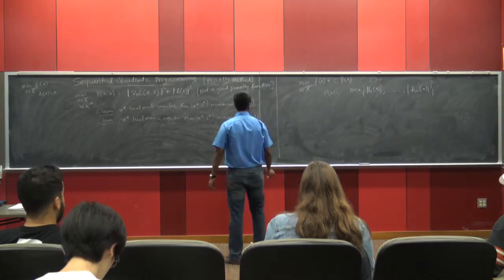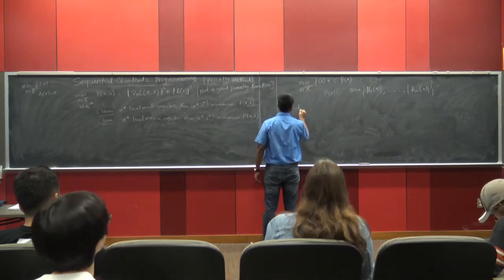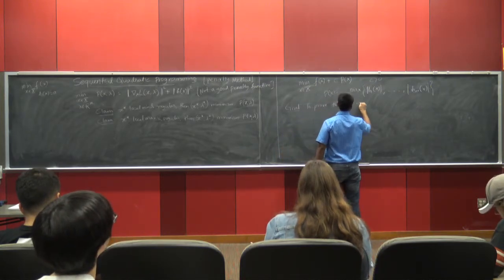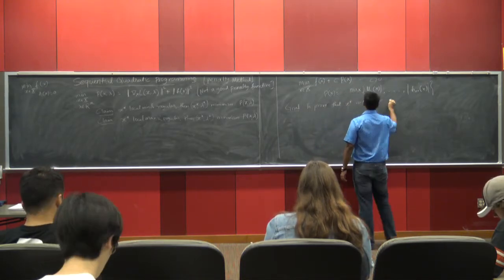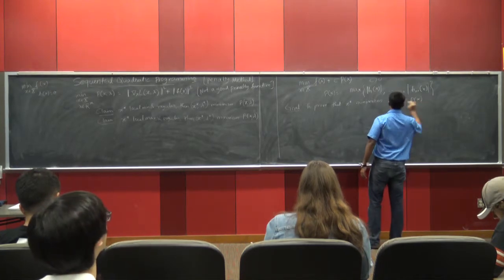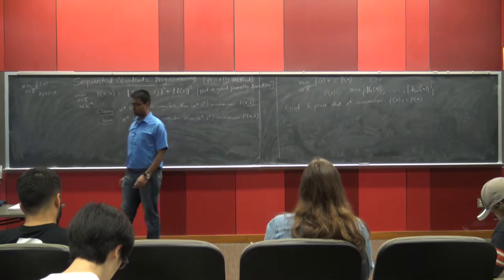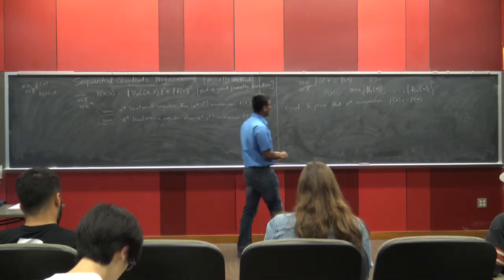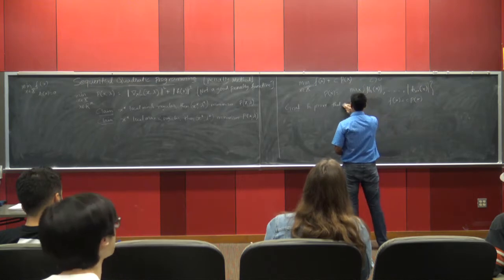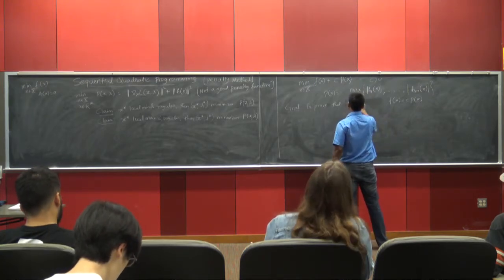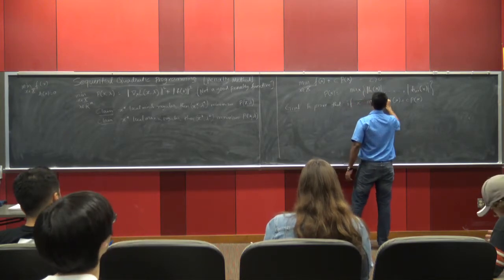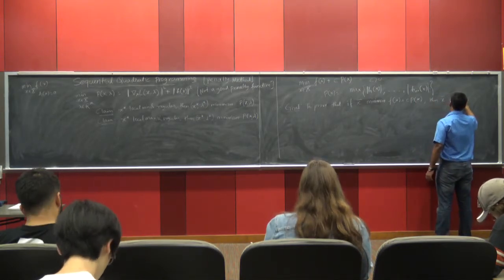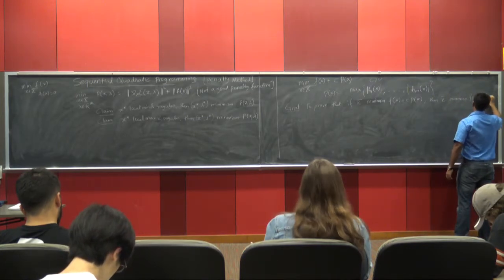Okay. And what's our goal? To prove that x star minimizes f of x plus c p of x. Or rather, I should say, prove that if x bar minimizes this, then x bar minimizes f of x such that h of x equal to 0.